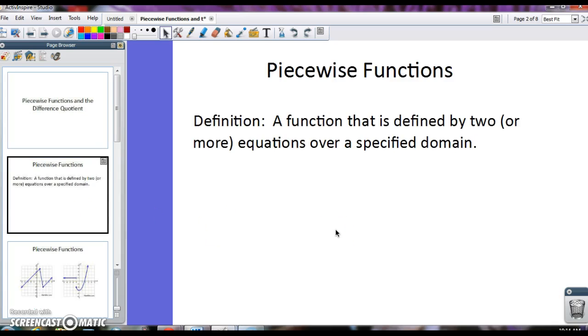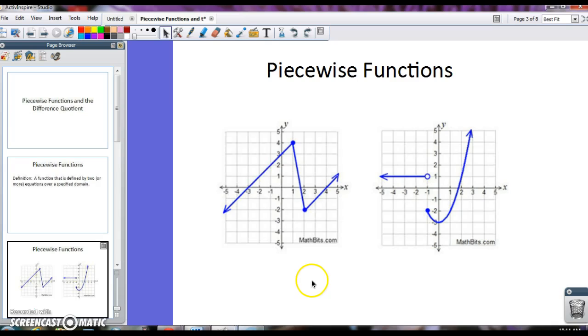You've seen these before, probably last year in Algebra 2, but by definition it's just a function that is defined by two or more equations over a specified domain. So here are a couple of examples of some piecewise functions. You'll notice in the graph on the left that is a piecewise function made up of all linear functions. The graph on the right is a piecewise function made up of a constant function and a quadratic function. Okay, so a couple different types.